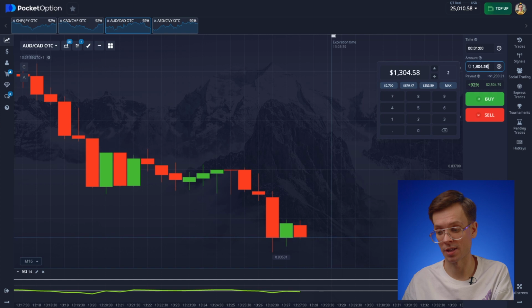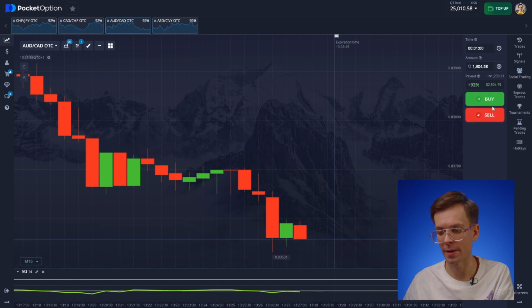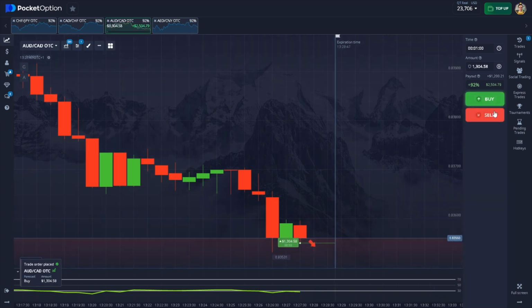Here we see a strong downward movement that has paused and the indicator is moving out of the lower boundary. That means we're expecting an upward correction.